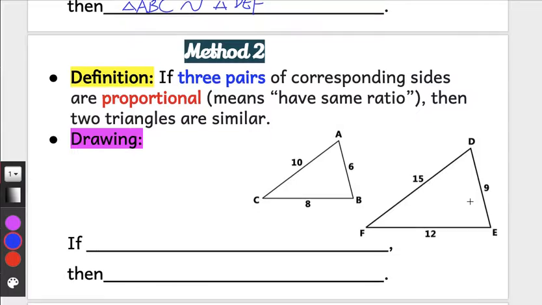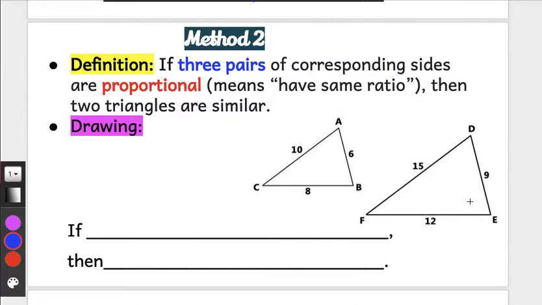So let's check the second method. For the second method, we are talking about using sides only. And this time the keyword is 3 pairs of corresponding sides are proportional. Proportional means they have the same ratio. So all we need to show is 3 pairs: the first pair, AC is matching to DF. The second pair, AB is matching to DE. The third pair is BC over FE.